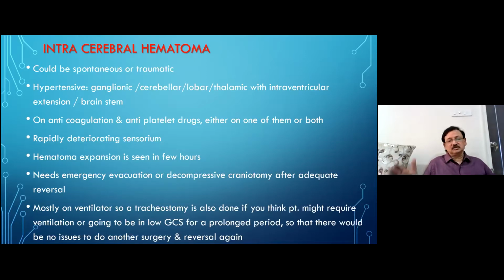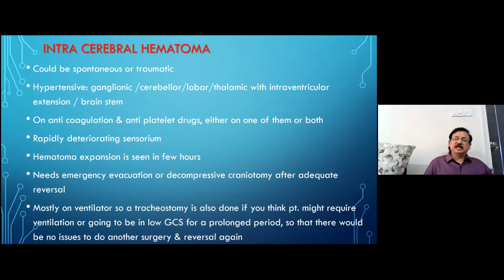The patient's relatives insist on surgery, and you have to take them and do whatever is required. The hypertensive ones could be ganglionic, cerebellar, lobar, thalamic, with intraventricular extension, brainstem, etc. On anticoagulation and antiplatelet drugs, either of them or both of them, they can have a rapidly deteriorating sensorium. Hematoma expansion is very common within a few hours. It needs emergency evacuation and decompressive craniotomy after adequate reversal.